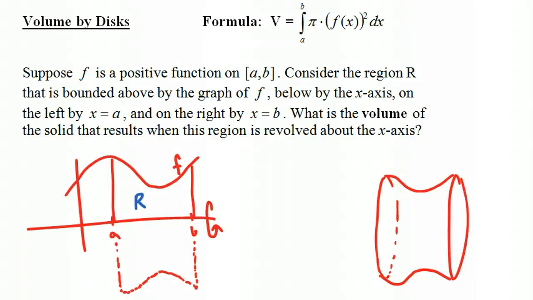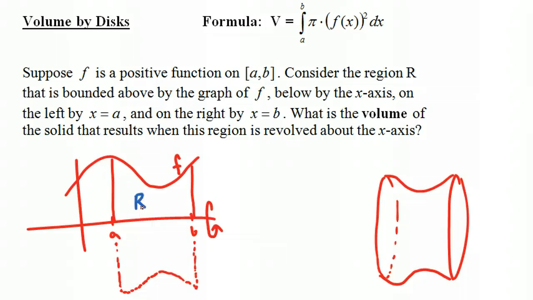In this video, I'm going to explain how to find the volume of a solid of revolution using disks, or the disk method. And in particular, we're going to derive the formula for finding the volume. So let's suppose that we have a function f that's positive on the interval a to b. So what that means is that its graph lies above the x-axis. Now, we really do need that it's positive, otherwise this problem's not going to make sense.